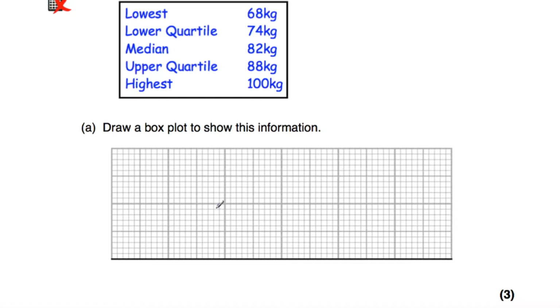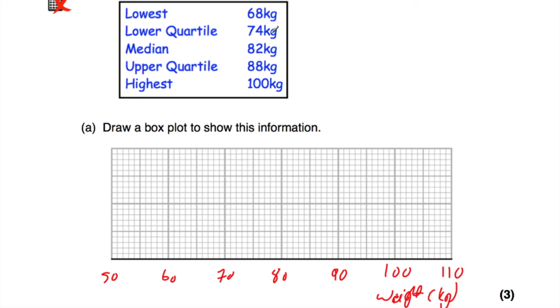And then if we do have a look at this, we want to draw a box plot. So we've got the 5 key bits of information we need already. So we just need to do a scale and to do that. So let's do that. So the lowest is 60 and the highest is 100. So I'm going to start here at maybe 50 and go 50 and then 60, 70, 80, 90, 100 and 110 there. And I'm going to write here weight in kilograms.